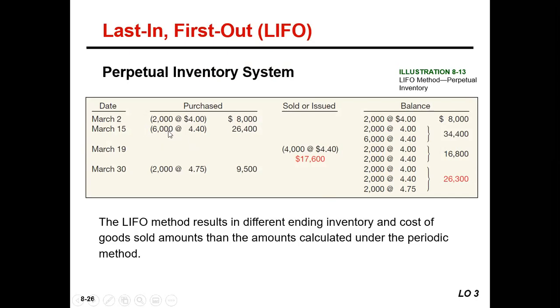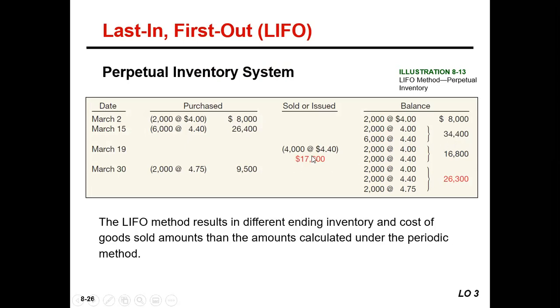So again, we've got 2,000 units at $4 each. That would have been an inventory balance of 8,000. We've got 6,000 units at $4.40 each. That would have been a total of 26,400. So if we add these two together, 2,000 at $4 each and 6,000 at $4.40 each, we've got a total of 34,400 inventory, right?